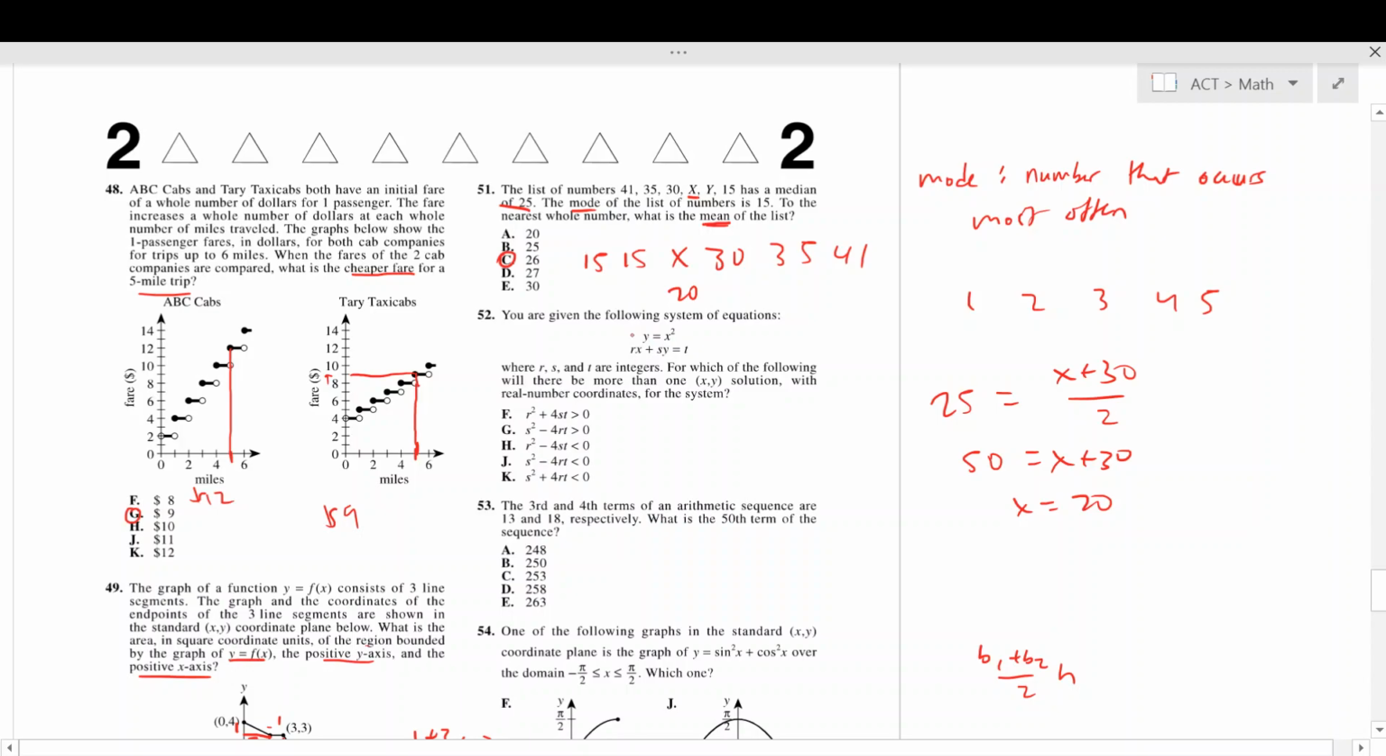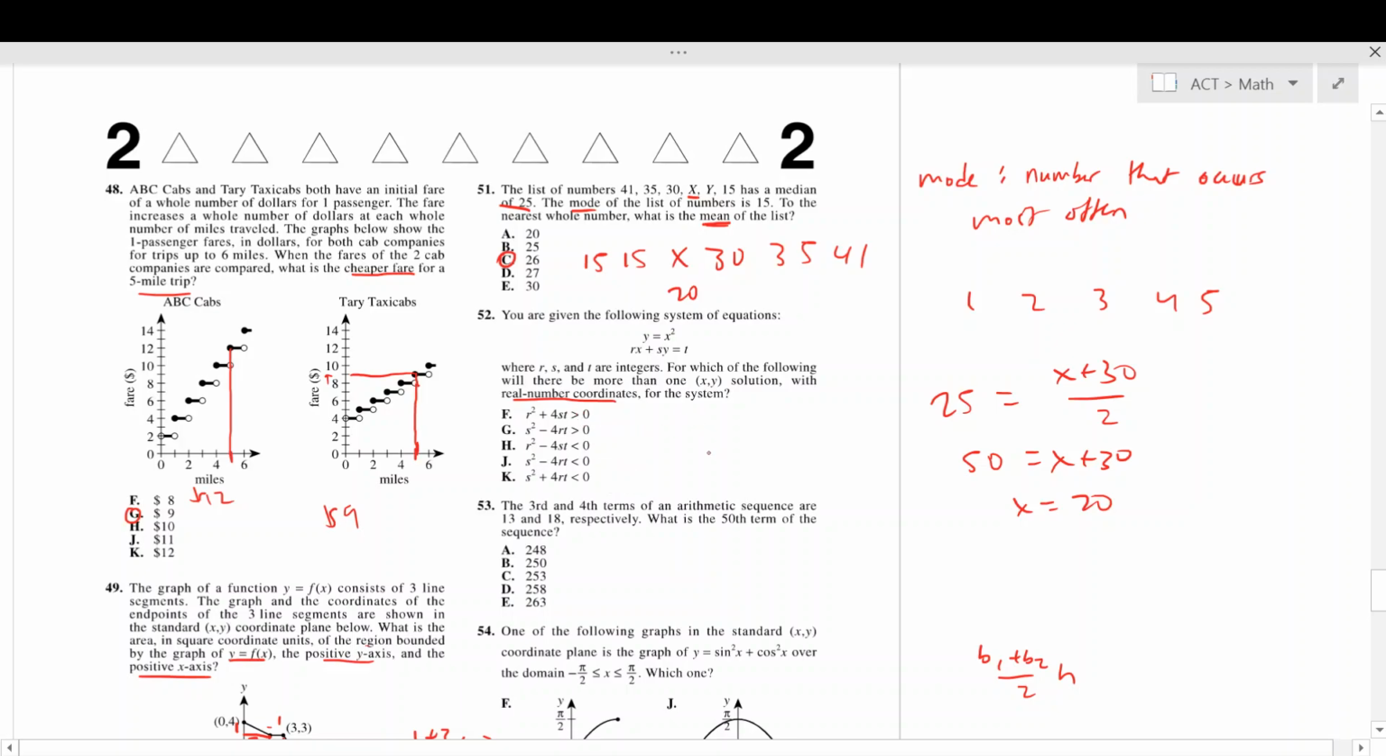This question is actually one a lot of people have trouble with, and for good reason. This question is honestly really tricky, in my opinion. So let's just think about it. Suppose r, s, and t are integers. For which of the following will there be more than one solution with real number coordinates for the system? This is what I like to do sometimes: if I really don't know what to do in a question, I'll look at the answer choices for a hint. So what does this remind you of? Something squared plus 4st, and then something greater than or less than 0.